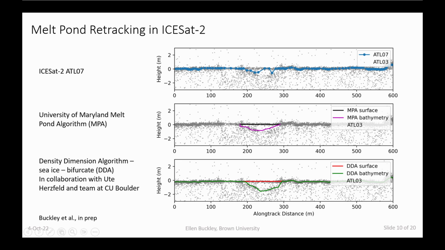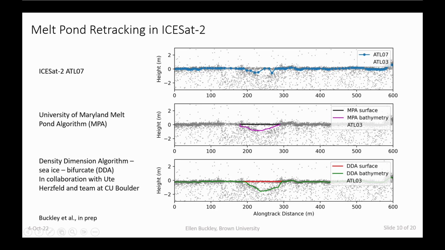So we've developed 2 algorithms. The first is the University of Maryland melt pond algorithm, very creatively named, but it requires manual identification of melt ponds. So I looked through a lot of these photon clouds to find melt ponds.